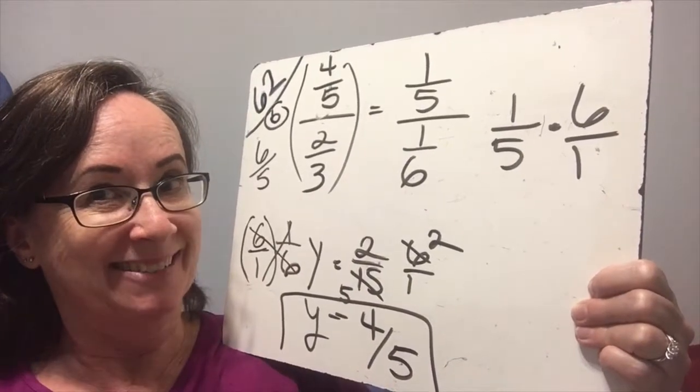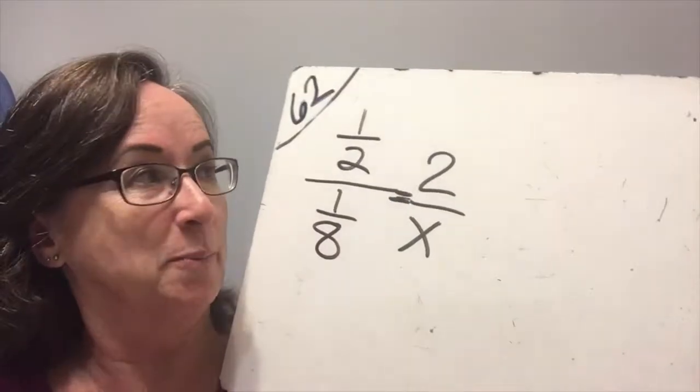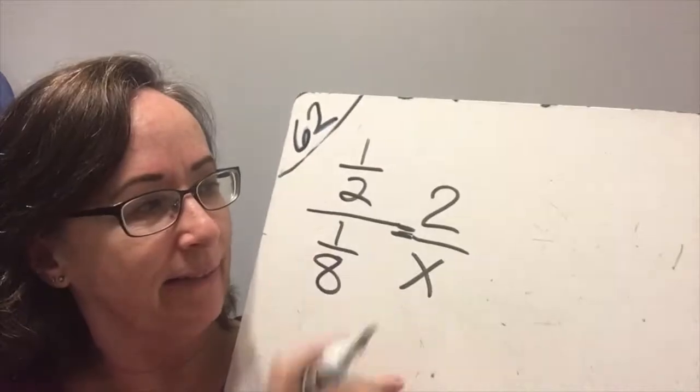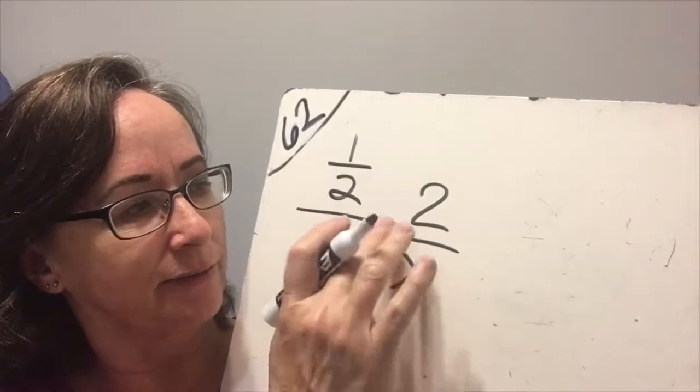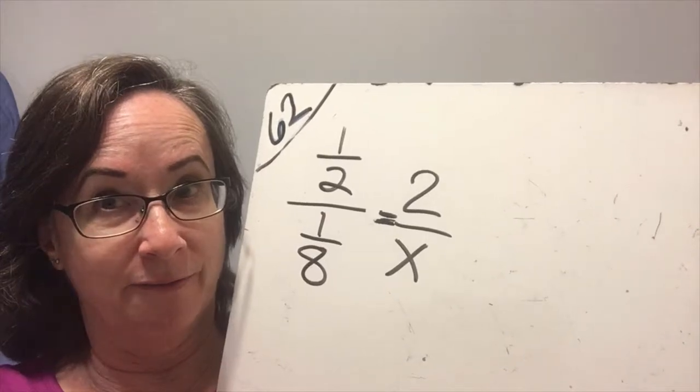Did you get it right? I hope you did. This is practice problem C. So here's your X. Copy it down. And this is an equal sign. It looks a little funny, doesn't it? Okay, so pause your video.